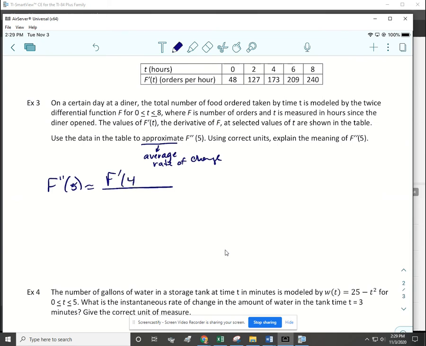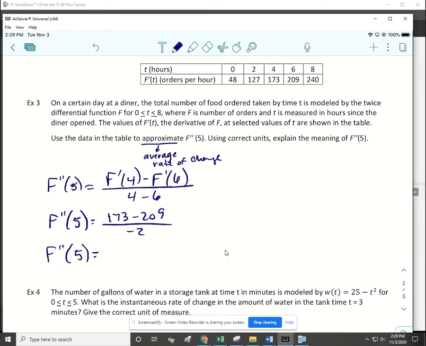Now, your notation does need to be correct. If we are approximating the second derivative, what we have on the numerator is f prime, like the first derivative, at certain values. All right, and then we can get that from our table. So that's 173 minus 209. I don't really know why I did it in that order, but it doesn't end up mattering because we get a negative over a negative, which is positive 18.